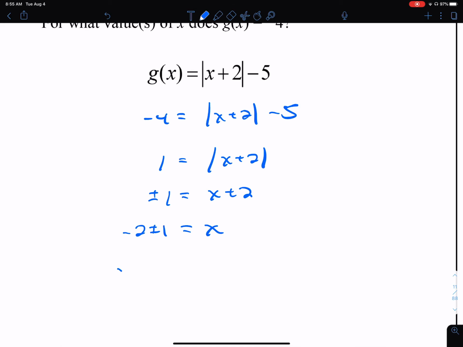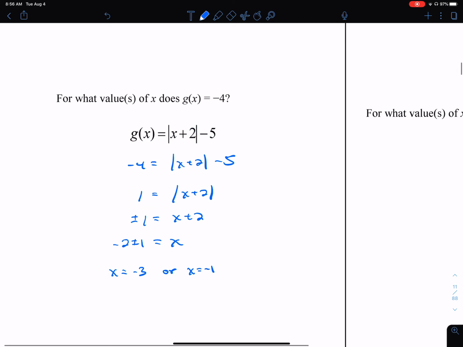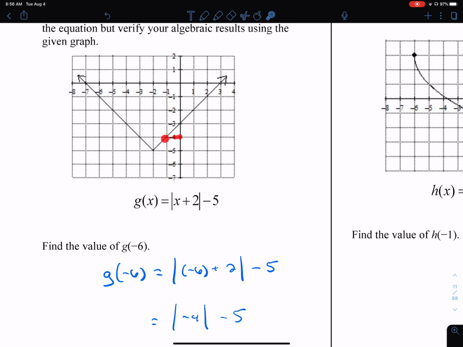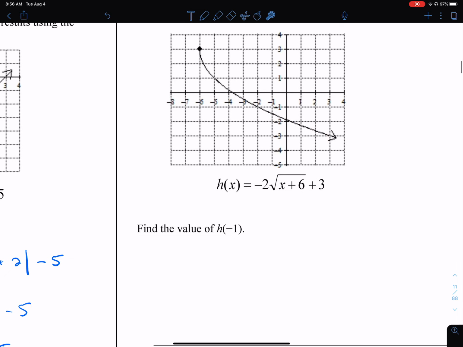-2 minus 1 is -3, so we got x equals -3. And then we have -2 plus 1, which is -1. So x is -3. In another instance, it is -1. Let me change this to an or. And implies both happening at the same time, I believe. I don't want to imply that. Let's look at the graph. When y is -4, is x -3 and -1? -4, -1, -3, confirmed. All right, last equation, 2 more problems.